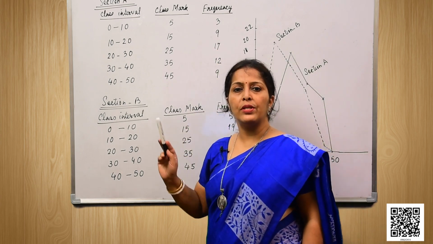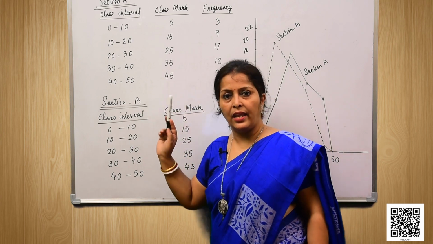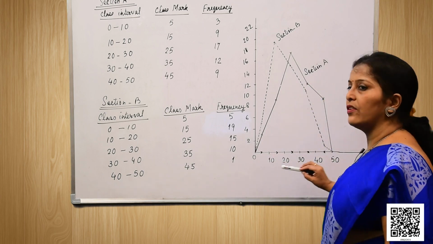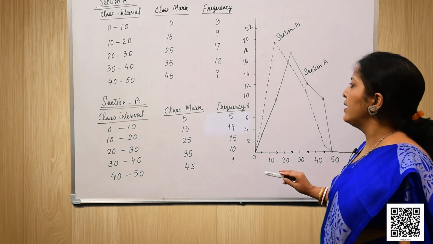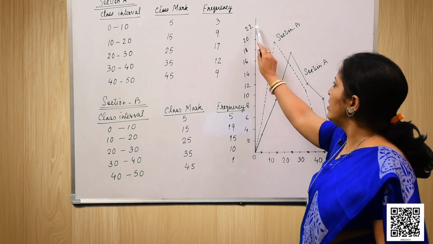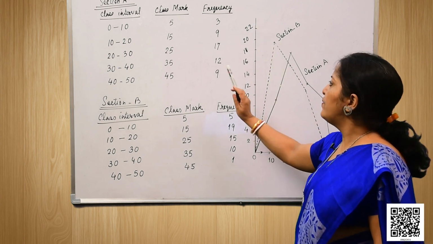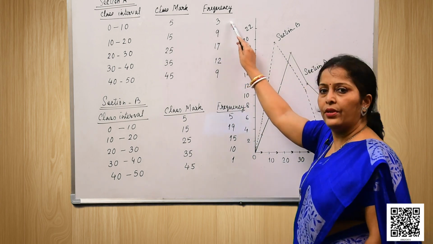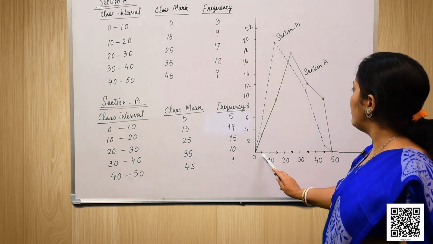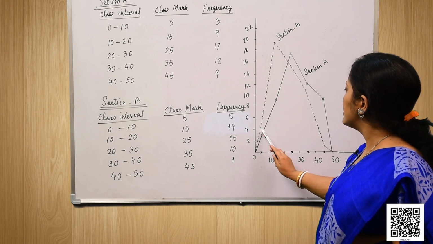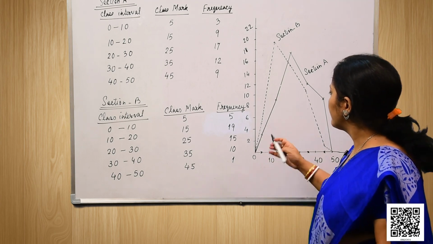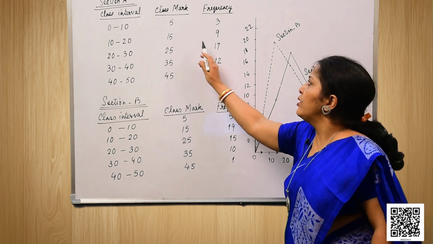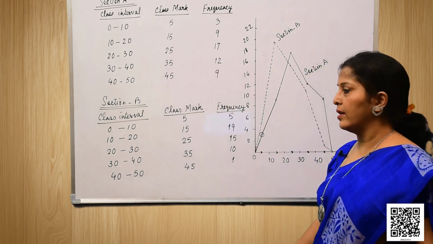Now, we draw the frequency polygon for the section A. So, this is your graph. The class interval is on the horizontal line and the frequencies are on the vertical line. Now, on top of class mark 5, we have the frequency 3. So, on top of 5, the frequency is 3 here. On top of class mark 15, we have the frequency 9.